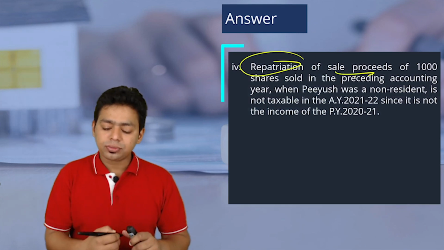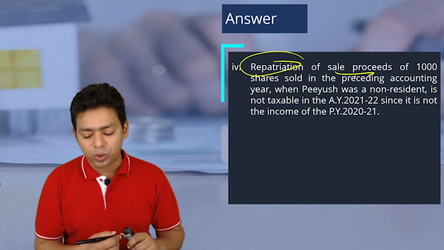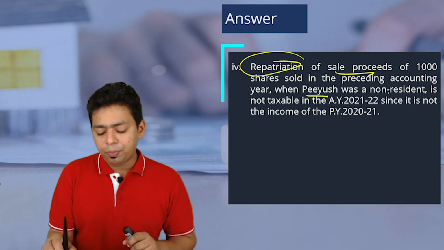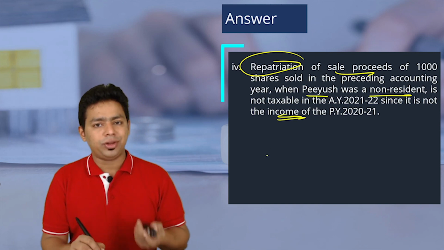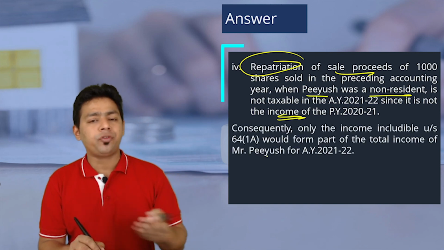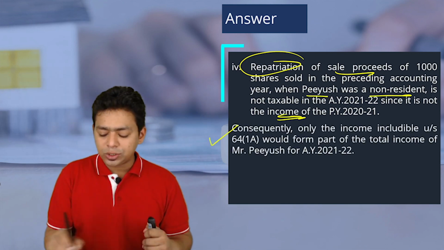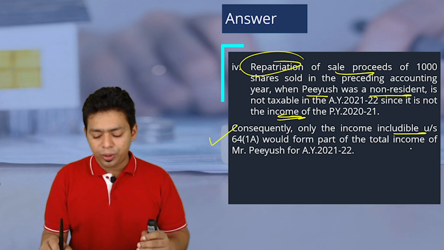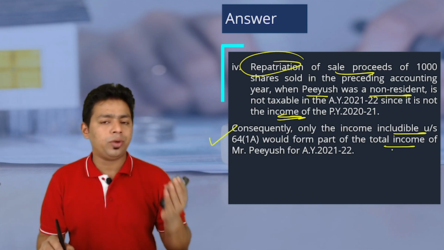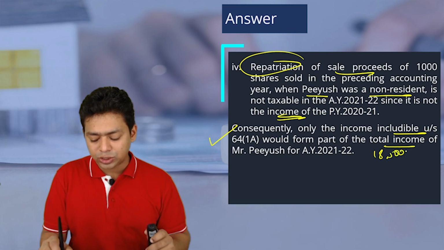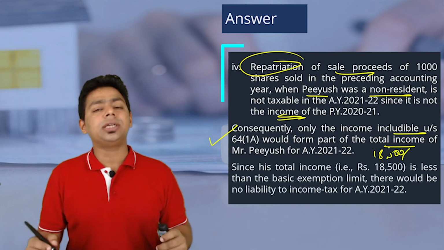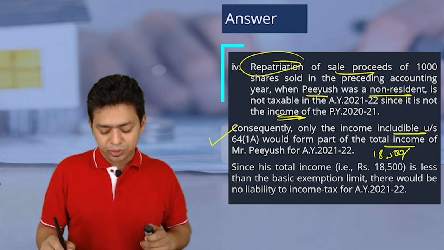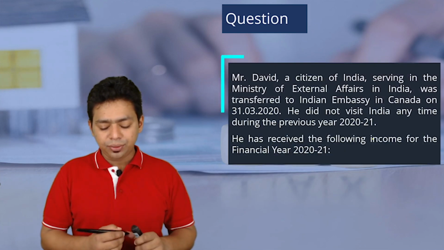Repatriation of sale proceeds of 1,000 shares sold in the preceding accounting year, when Piyush was a non-resident, is not taxable, since it is not an income itself. It's not an income, it's just a past untaxed profit you are bringing to India. Consequently, the only income includable would be total income. So only 18,500 is his total income, and the tax liability will definitely be nil because it is below the basic exemption limit of 2,50,000. Next question.